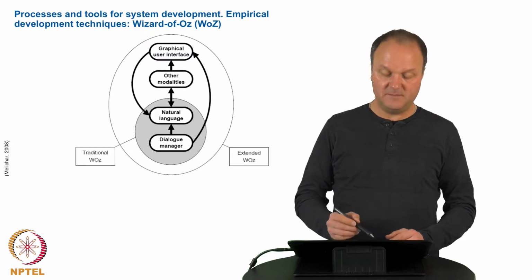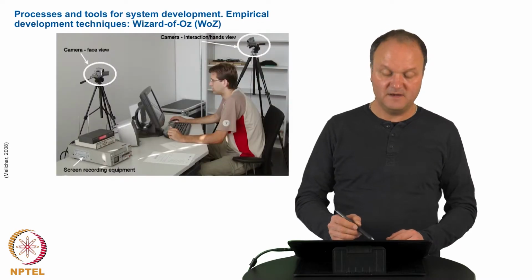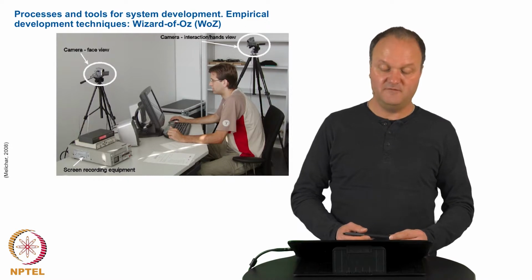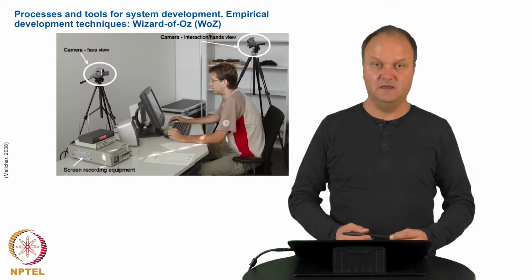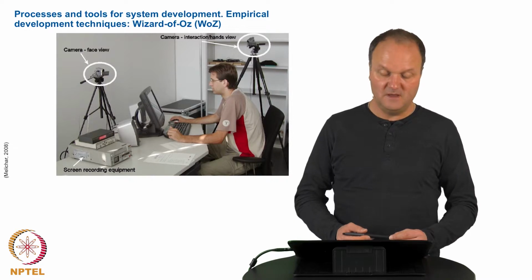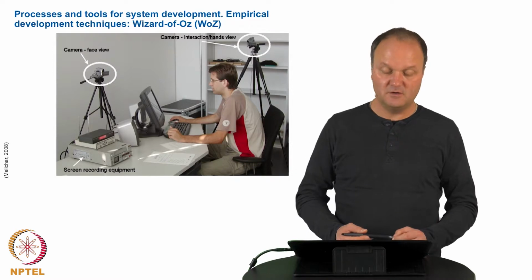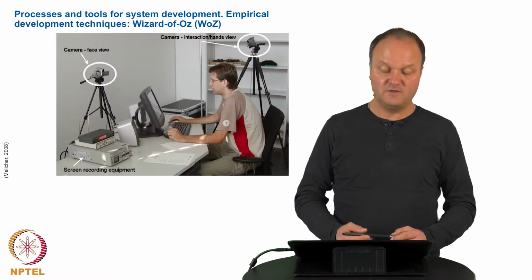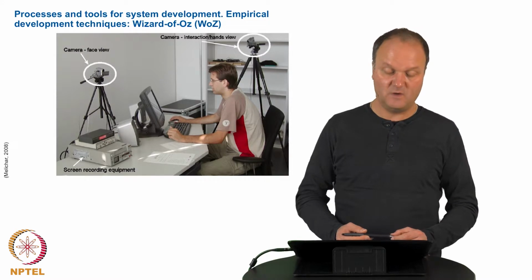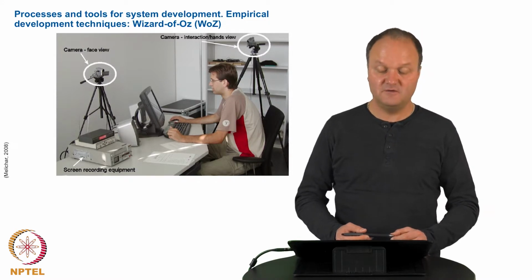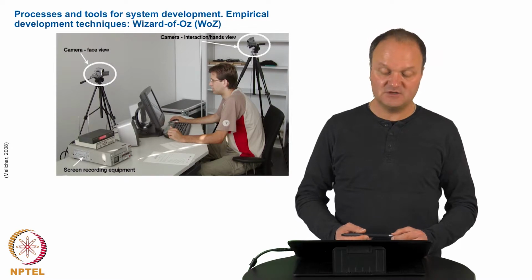Such a Wizard of Oz setup can be quite complicated. Here you see a view of a Wizard of Oz setup from the human participant's point of view. So you see that the human is sitting in front of a computer, in multimodal computer interaction. It is observed by a couple of cameras. We have a camera which shows the face view and a camera which shows the interaction and the hands view. We also have screen recording equipment and so on. Of course, a microphone is put on the table so that we can follow what the test participant is doing.